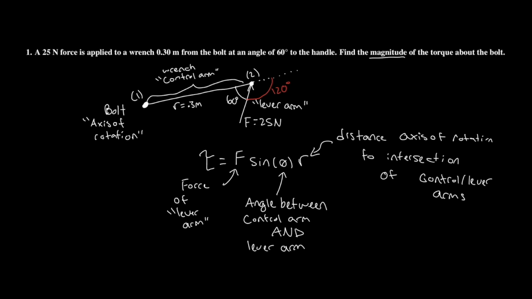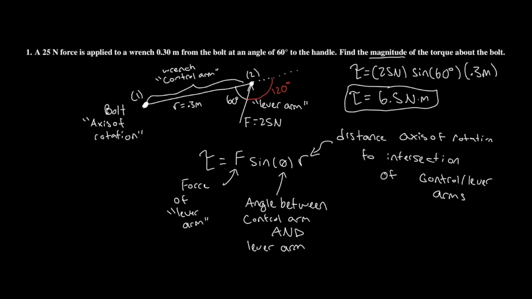Now that we have gone through all of the components of torque, why don't we solve for it? So we have torque equals our force, 25 newtons. We have sine theta, 60 degrees. And then we're also multiplying that by our radius, which is 0.3 meters. When we solve this out and plug it into our calculators, we are going to get 6.5 Newton meters. And this is our answer.